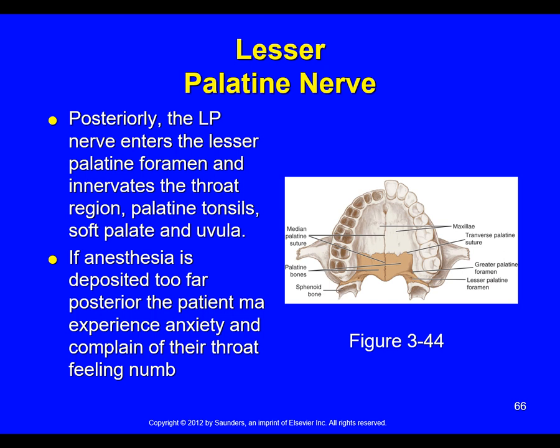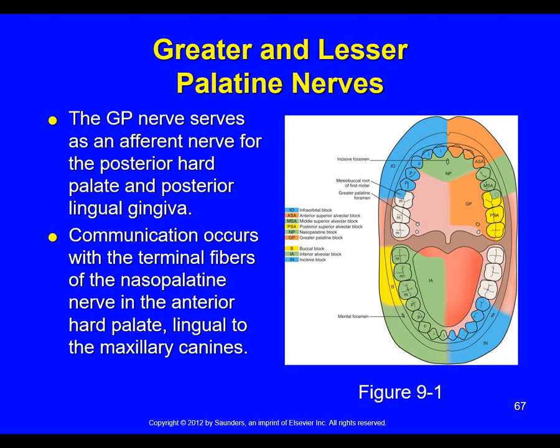If you are numbing a patient and you go too far posterior, the patient might complain of their throat being numb. So I kind of did the little, oh, my throat feels like it's numb. That's what the patient will tell you if you have deposited the anesthesia too far to the posterior. The more anterior foramen is the greater palatine, the more posterior is the lesser palatine, but they're in very close proximity to each other.